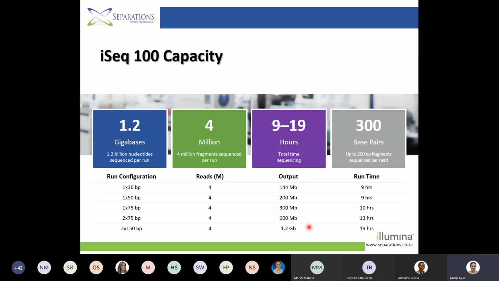And obviously the more data you need to generate, the longer it takes, but as you can see, it's less than 24 hours to get the data from the iSeq. Therefore, that's why we say this is perfect for labs that need a high turnaround time. They don't have a lot of samples, because the capacity of the flow cell is not as big as, let's say, MiSeq or obviously a NextSeq, but it's enough for certain applications, and the turnaround time is really fast.